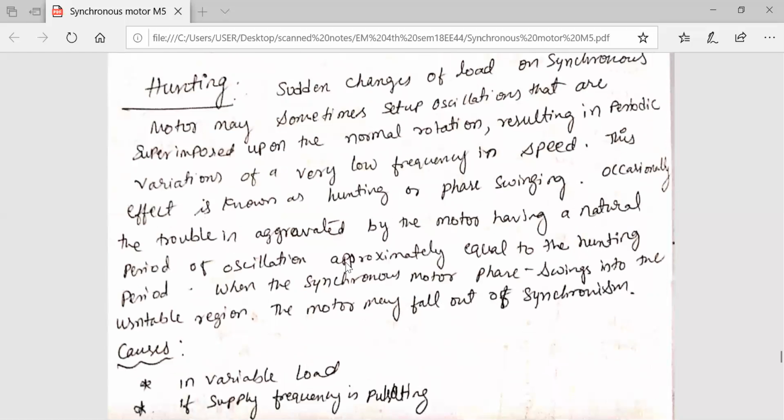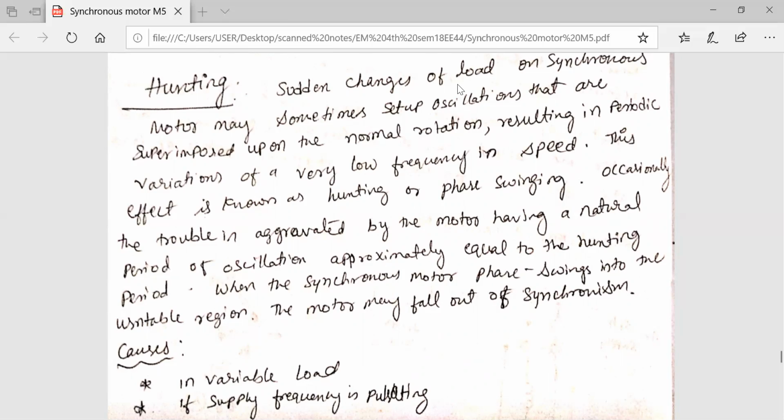Okay. So the next topic is hunting. What do you mean by hunting? Suppose a synchronous motor is connected to some load and there is a sudden change in the load. Because of many reasons, the load is going to be varied. That variable load, or variable frequency, where the supply frequency is pulsating, are some of the causes for hunting. So what happens?